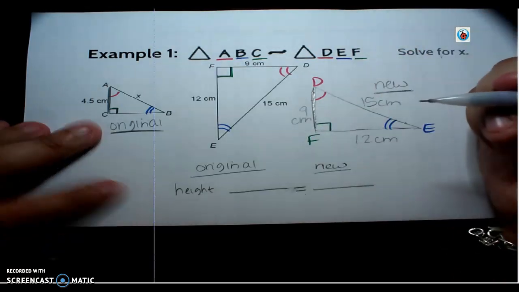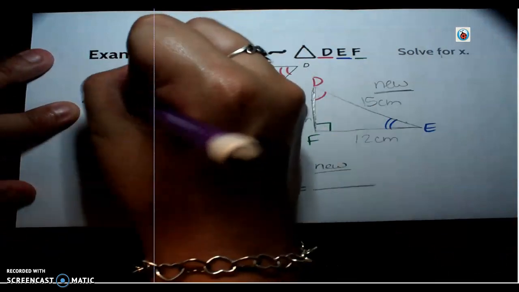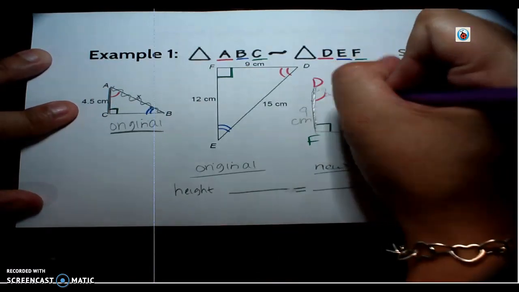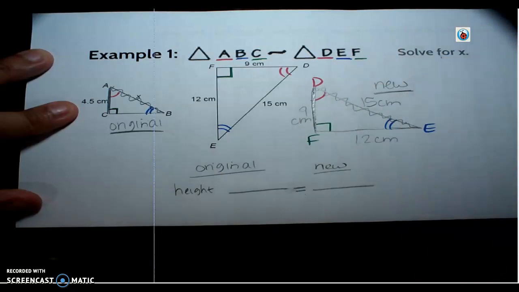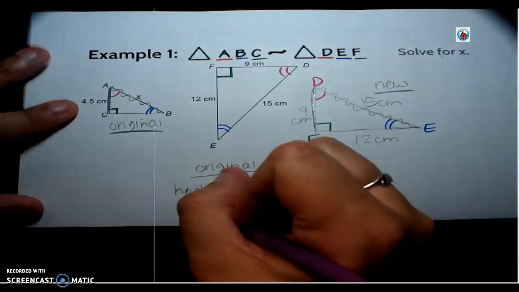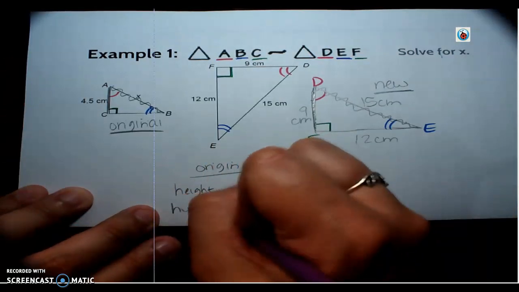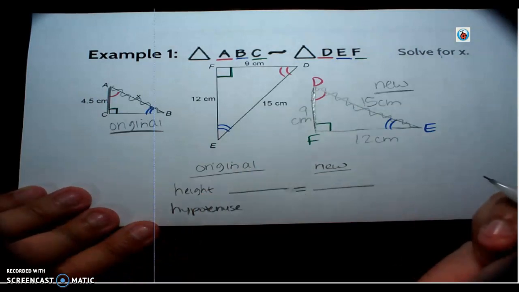And then on my original shape, I also have this part here where X is at, which I know is called my hypotenuse. And then on my new shape, that would be my hypotenuse. And so for my ratios, I'm going to use hypotenuse as my last label. Now I'm going to go ahead and fill in the numbers that I know.